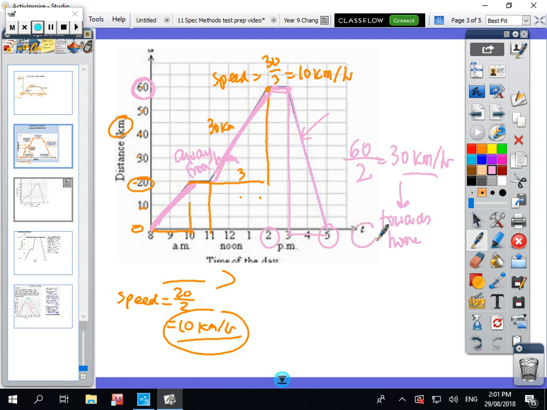So down the bottom is always time, and on the vertical is always distance. Okay, and you can actually measure the speed by doing distance over time. Just remember, speed equals distance over time. Okay, so copy that and come across.